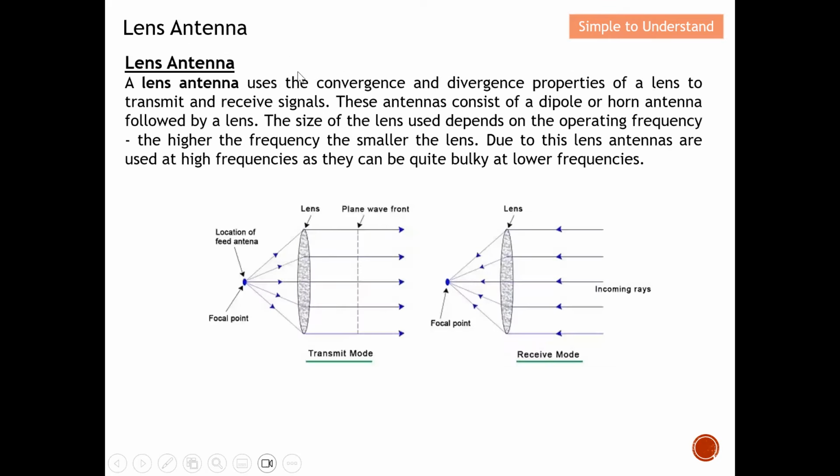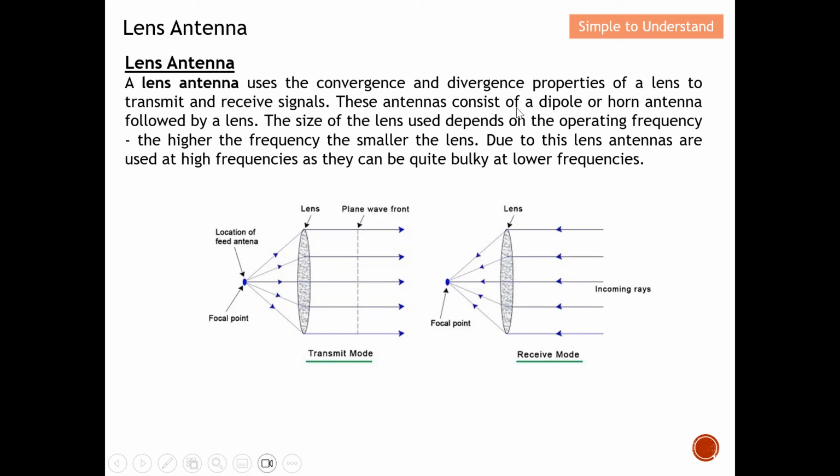Let me quickly cover the last antenna in this video. A lens antenna uses the converge and diverge property of a lens to transmit and receive signals. For example, for transmit, from a single source the rays open up, and for receiving, the lens collects all the incoming rays and focuses them at a particular point.